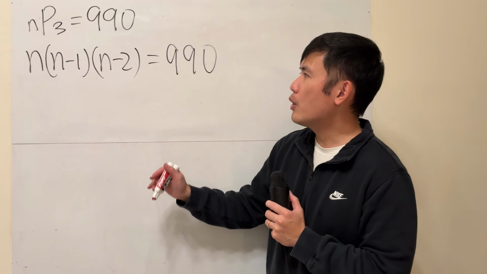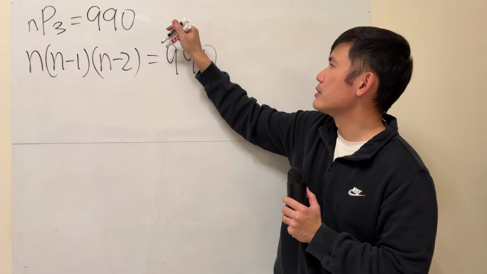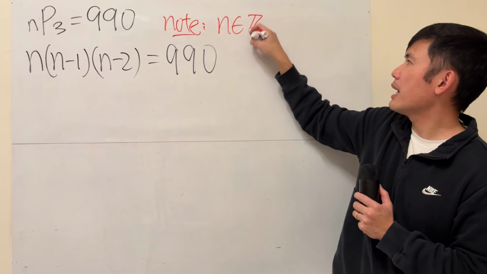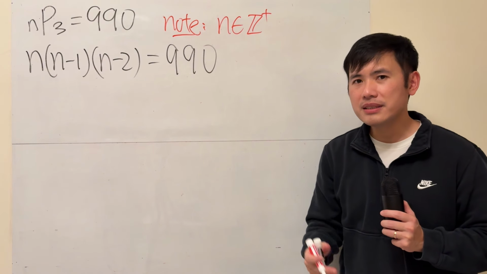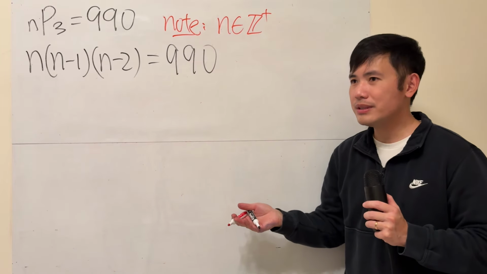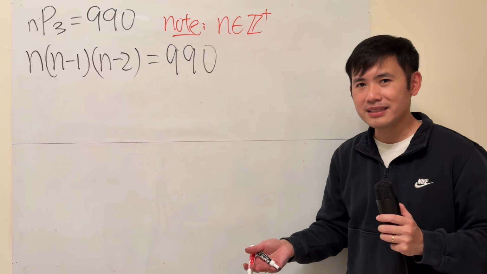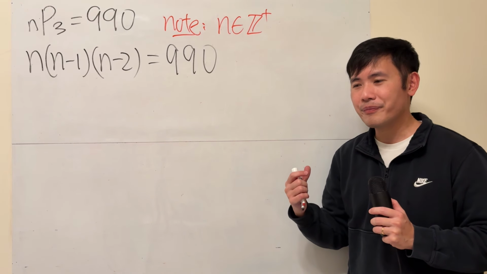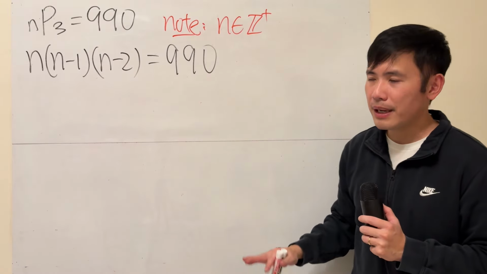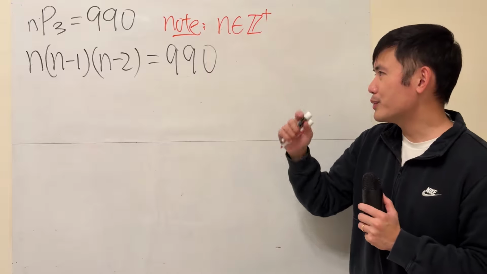Okay, our goal is that when we do this, n has to be a positive integer. So let me make a note. n has to be a positive integer, because it doesn't make sense to arrange like 5.8 things out of 10 things, or 10.2 things. No, you can't. When you do combinations or permutations, it's just positive whole numbers. Sometimes 0, but that's another story.